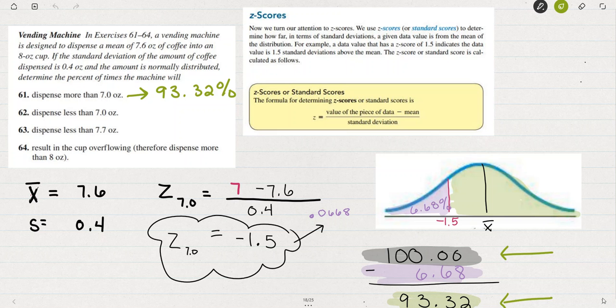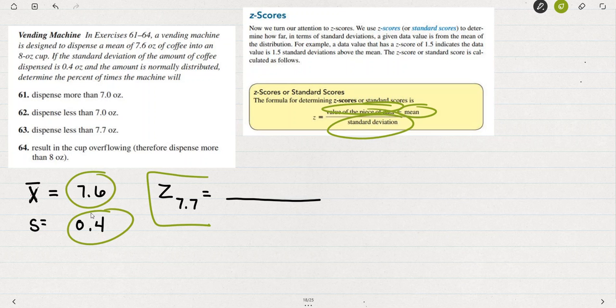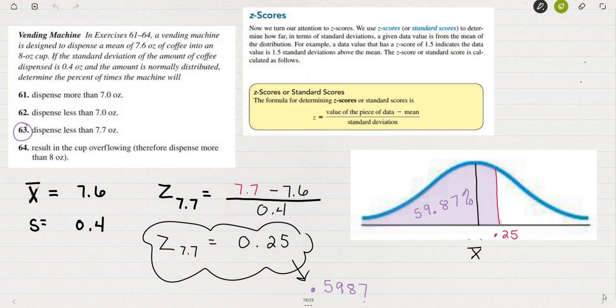Let's look at one more question. How often does this machine dispense less than 7 7/10 ounces? Once again, the first step is to find the z-score for 7.7. We can note that by writing z sub 7.7. I'm going to fill in the value for the piece of data, which is 7.7. The mean is 7.6, and the standard deviation is 4/10. When I do that, I get a z-score of 25 hundredths.